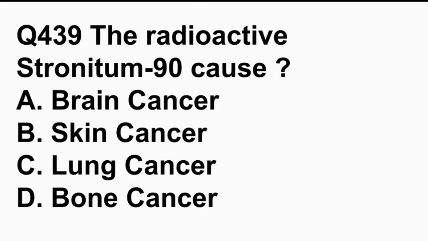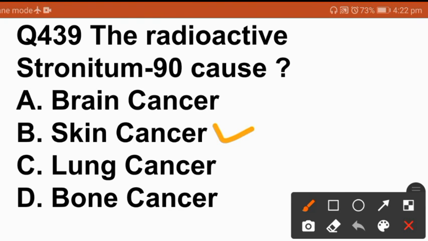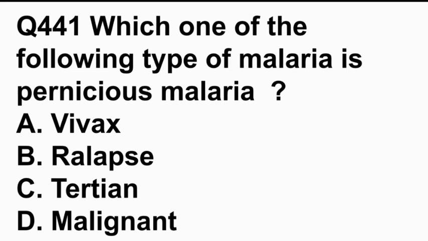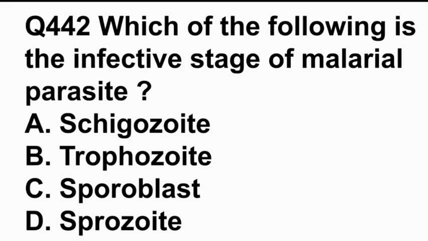The radioactive strontium 90 causes B. Skin cancer. Which of the following can be used for biological control of mosquitoes? D. Gambusia. Which one of the following type of malaria is pernicious malaria? D. Malignant. Which of the following is the infective stage of malarial parasite?